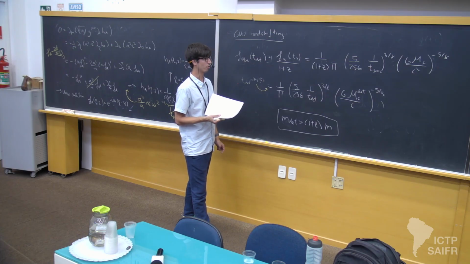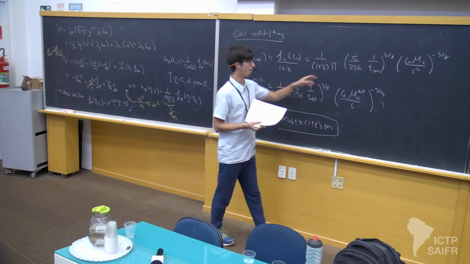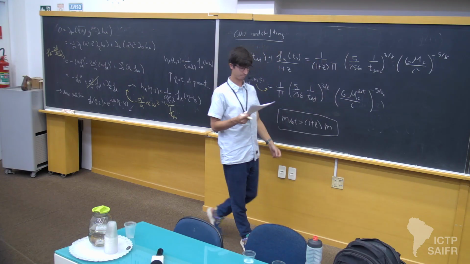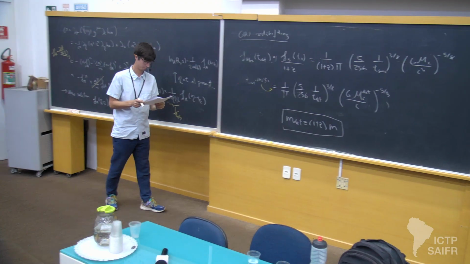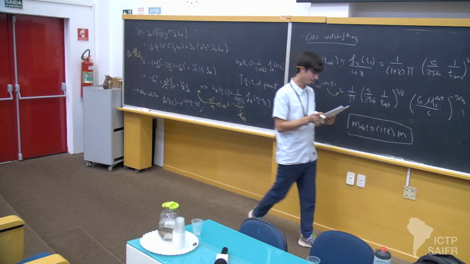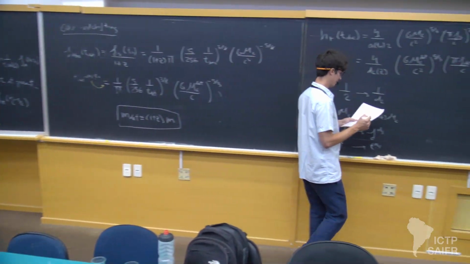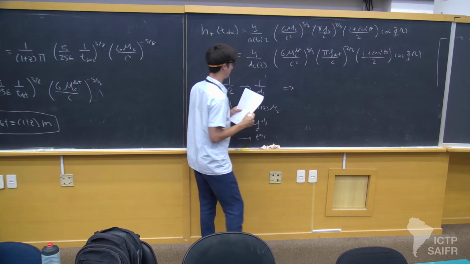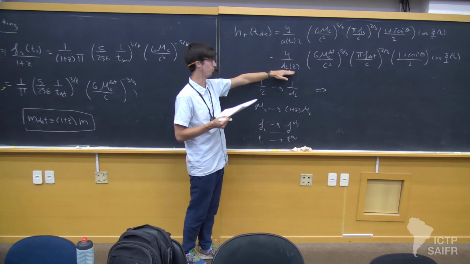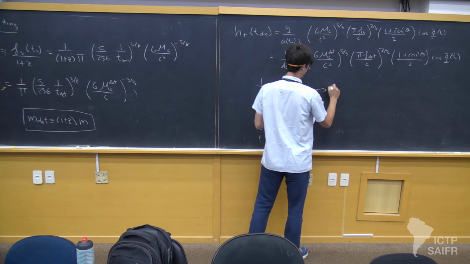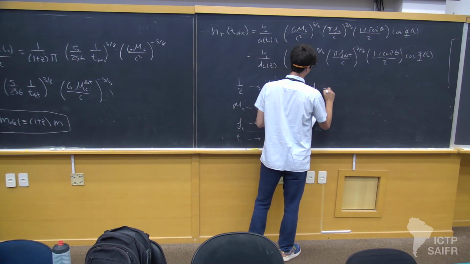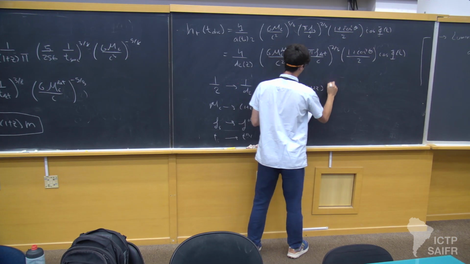Exactly. So you get a 1 plus z on top here. Yes. So the interesting thing for cosmology is that from the amplitude, you get luminosity distances, which give us information about cosmology.